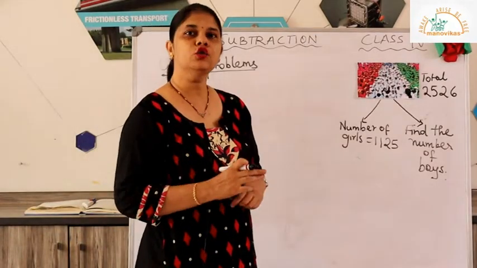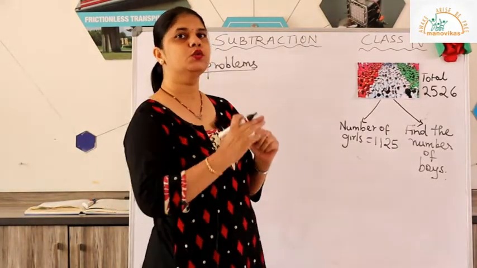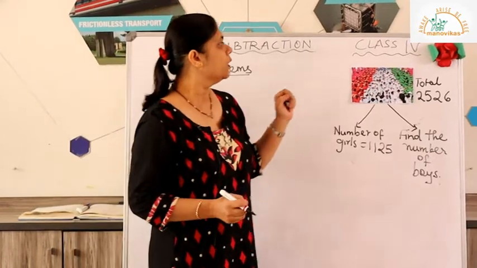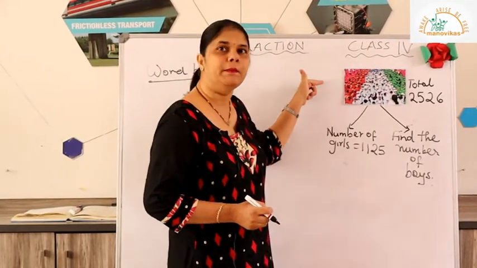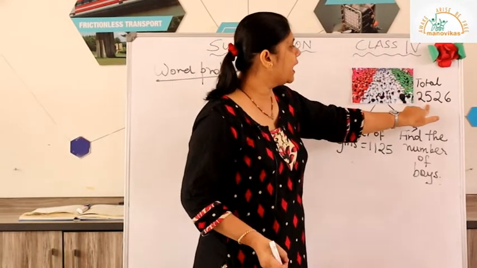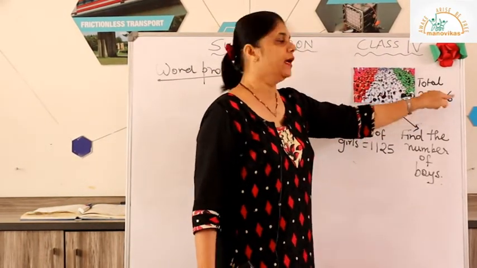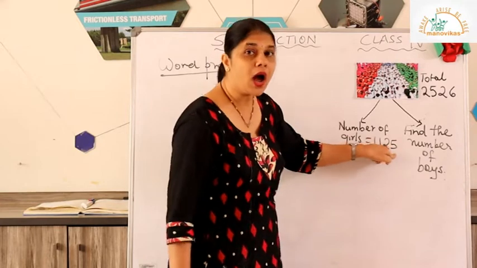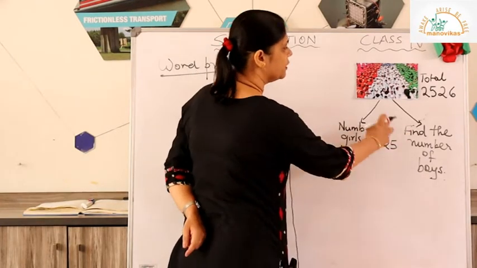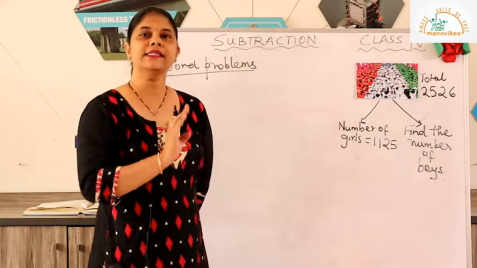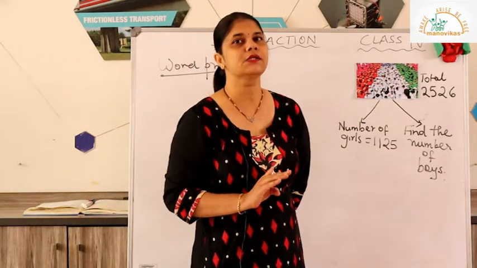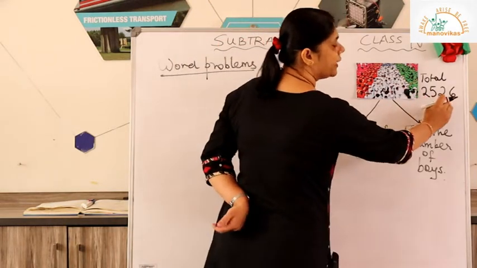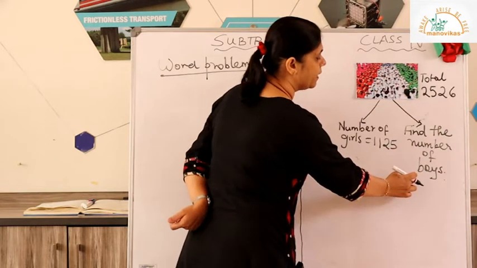Now we will see how to apply the concept of subtraction to day-to-day life applications. For this we will solve some word problems. Okay, now take the example, in a school for a Republic Day parade, total 2526 children took part. Now in that, number of girls were 1125 and you are asked to find the number of boys who took part in the parade. Now in this case, what will you do, children? It is clearly understood that you are going to subtract the number of girls from the total number of children. Only then you will get the number of boys.